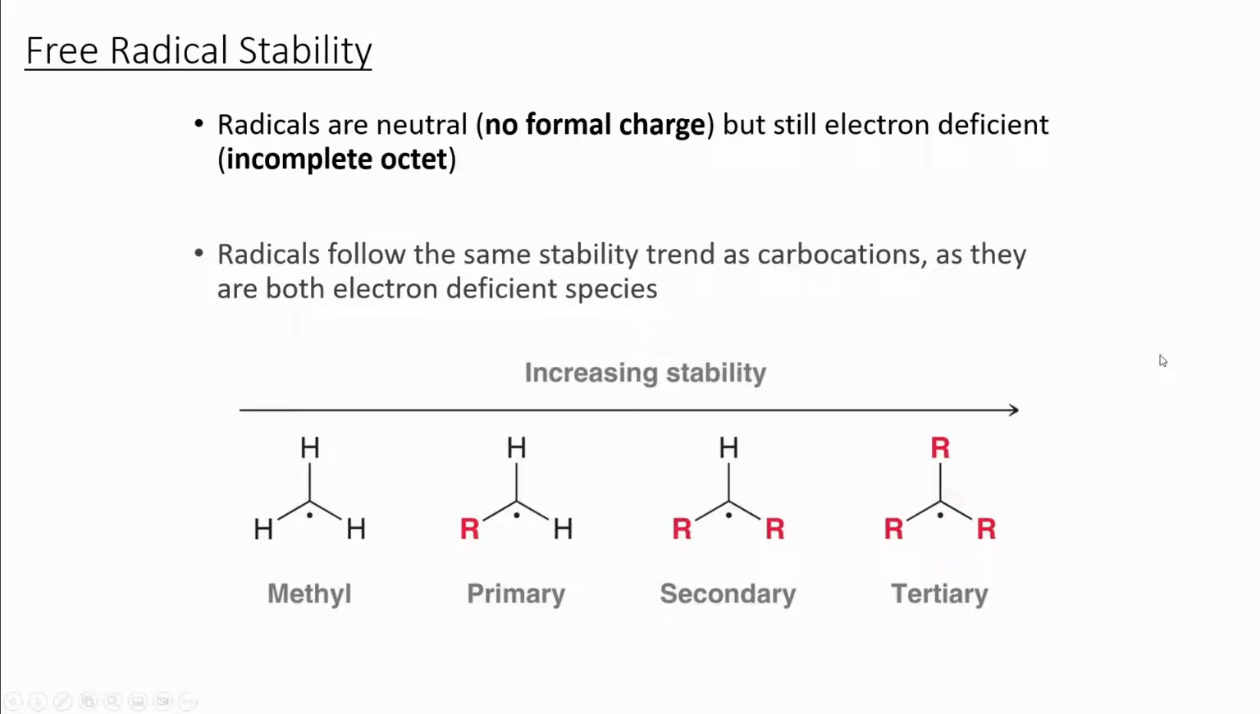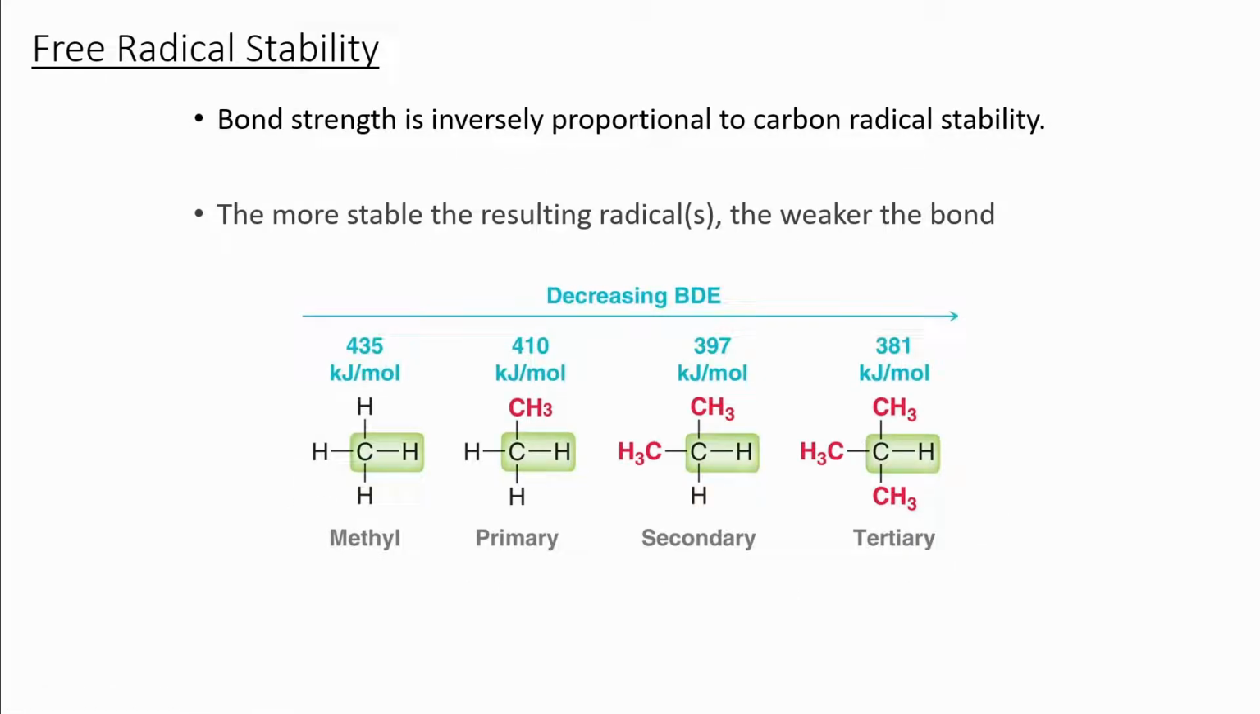The stability of free radicals mimics the stability of carbocations. A tertiary radical is going to be more stable than a secondary, which is more stable than a primary. These species are neutral, but have an incomplete octet. The bond strength of a carbon-hydrogen bond is inversely proportionate to the carbon radical stability that can be formed. The more stable the resulting radical, the weaker the bond and the easier it is to cleave.